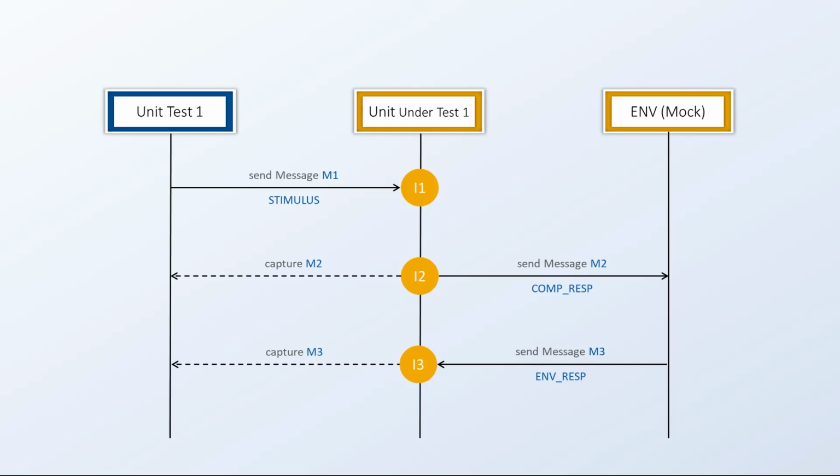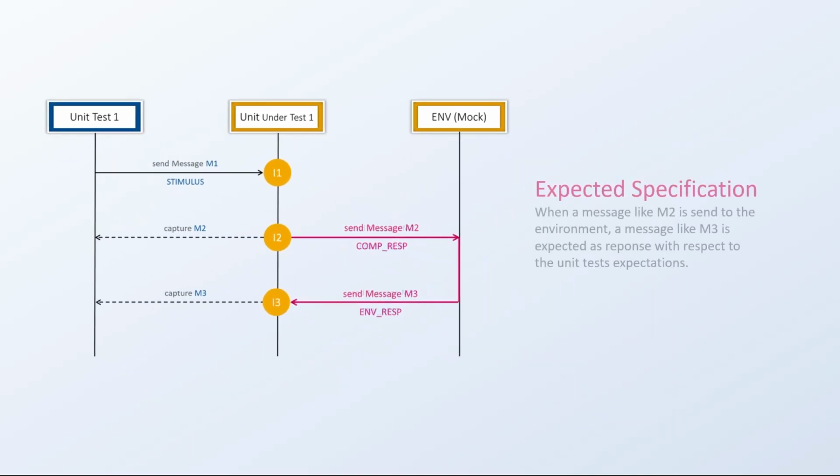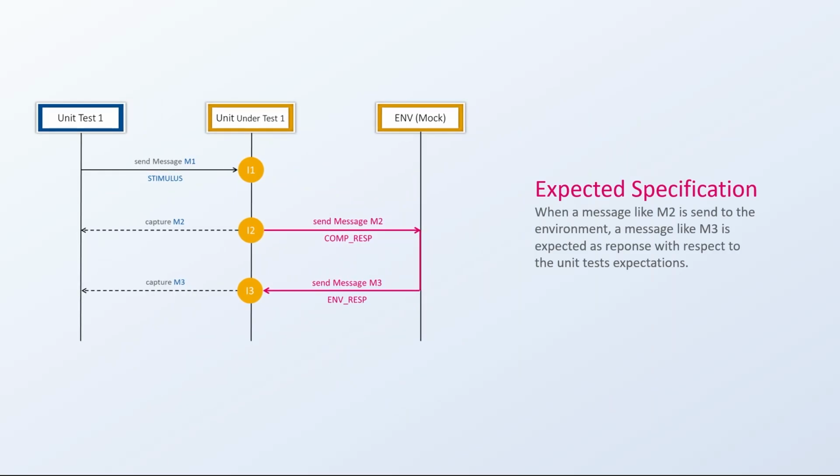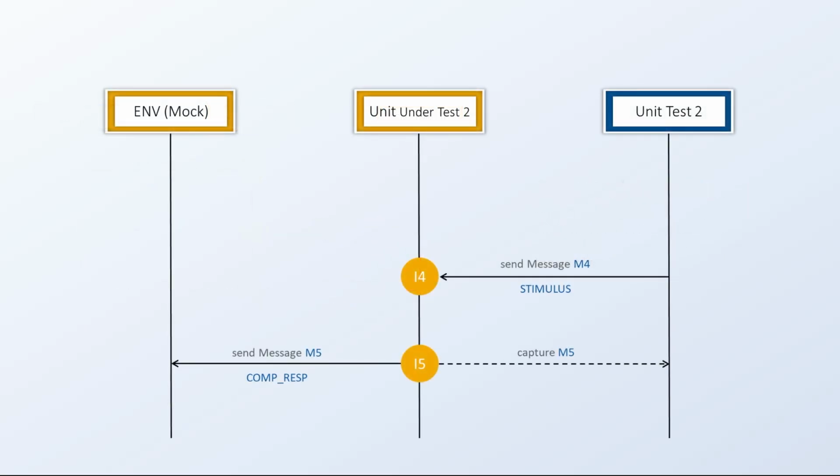So taking another look at the unit test, we can also see that it incorporates the expected specification of the interaction with the environment. In fact, the expected specification here is that when a message like M2 is sent to the environment via interface 2, a message like M3 is expected as a response with respect to the unit test's expectations on the third interface. So let's take a look at the unit test of another component.